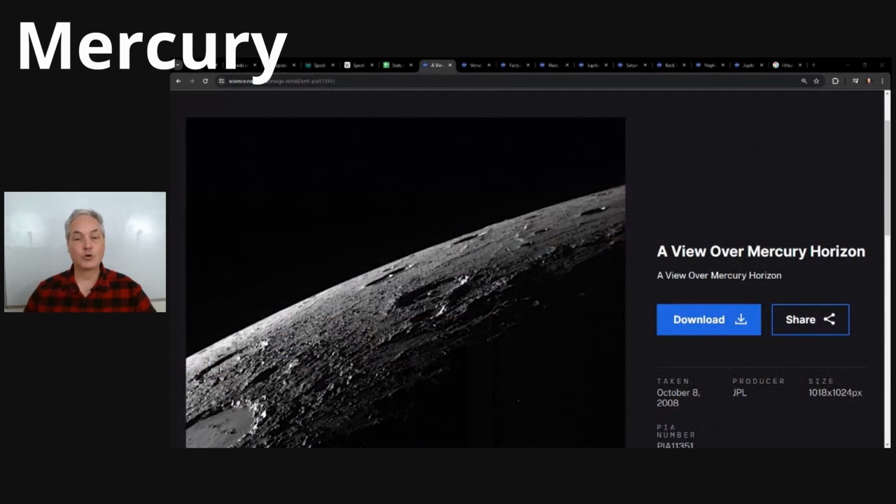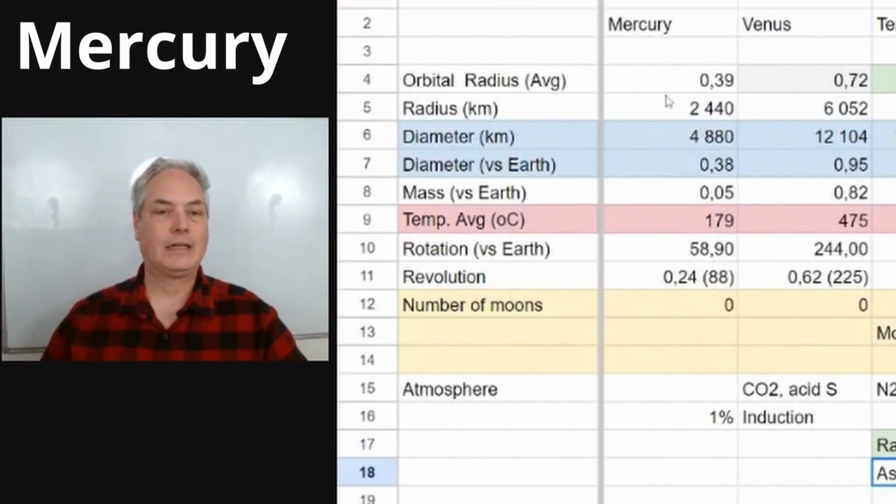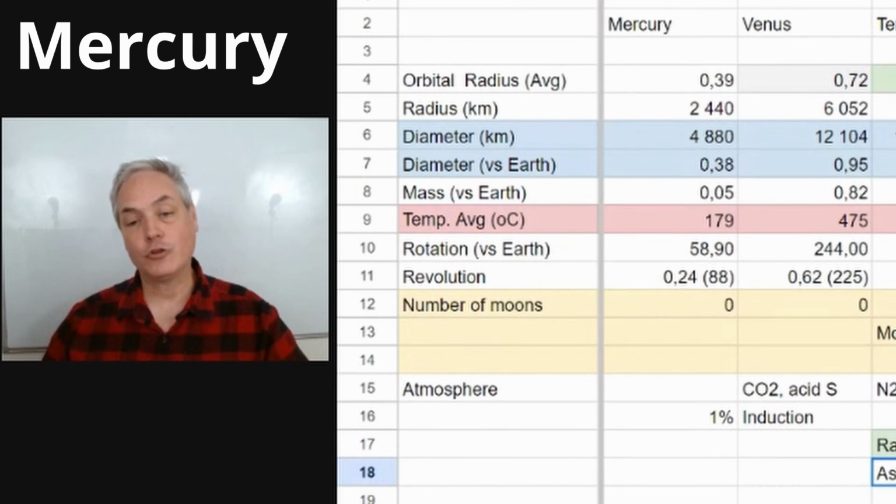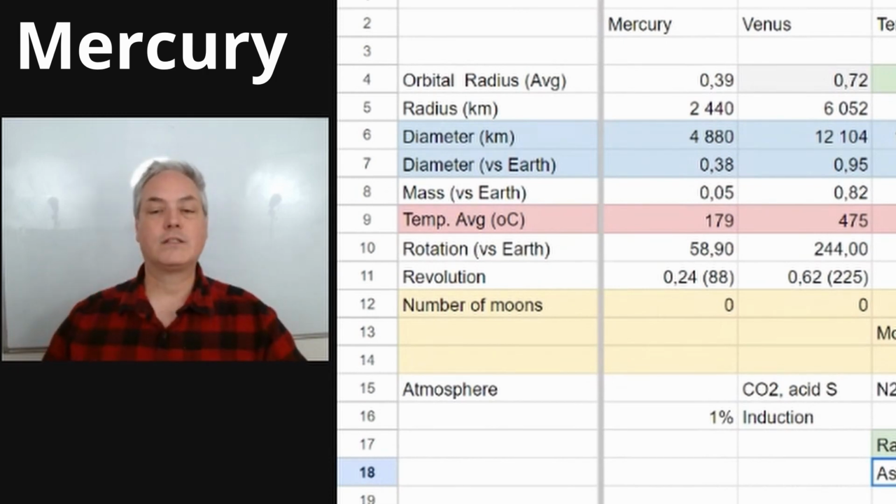planet is Mercury. Mercury is the closest planet to the sun, and let's see what we can learn about it. So Mercury is at 0.39 astronomical units. All the numbers we're going to talk about today will be related to Earth. One astronomical unit is an average orbital radius of 150 million kilometers. So this will be our reference point right here.